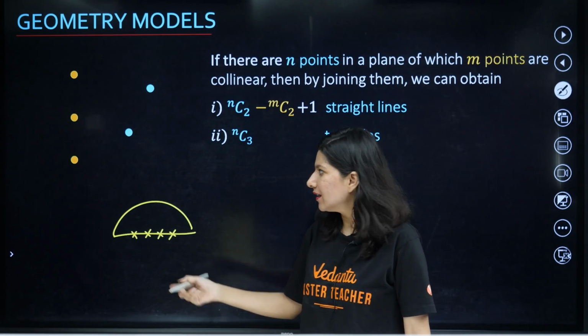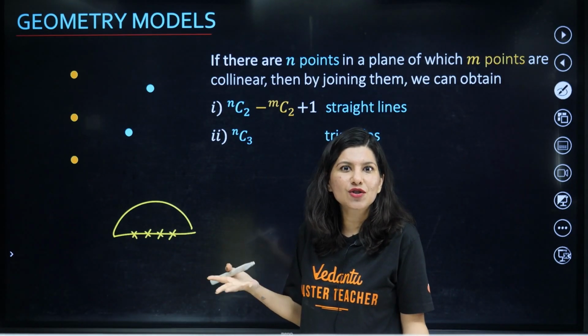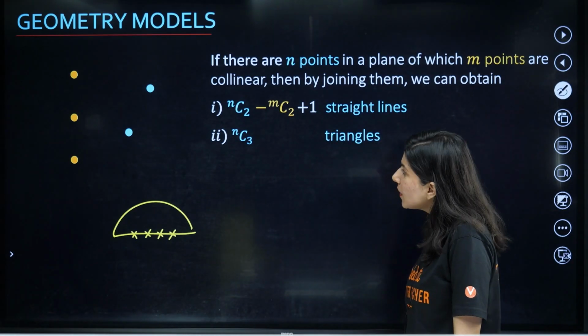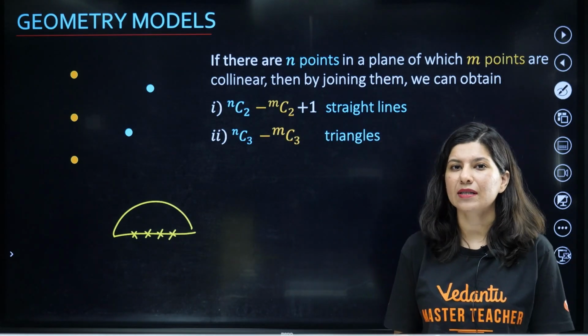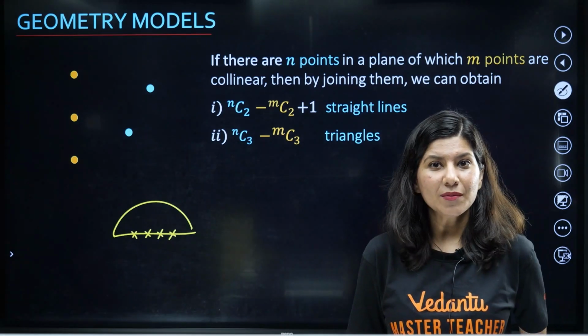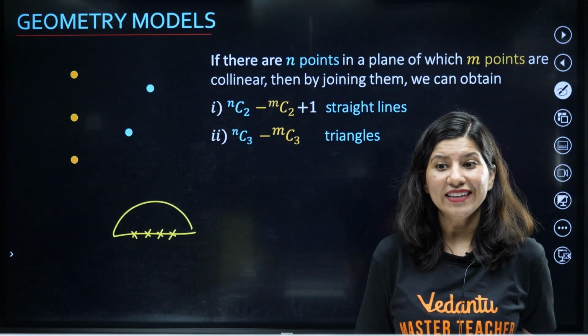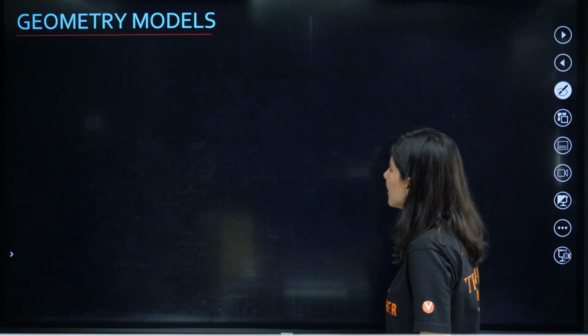Collinear points say there is no such triangle, zero, and you have counted it in NC3 or 10C3, so you will subtract MC3, that's it. No need to add plus 1, because using collinear points we can form one line, but we can form zero triangles. That's why it is NC3 minus MC3.